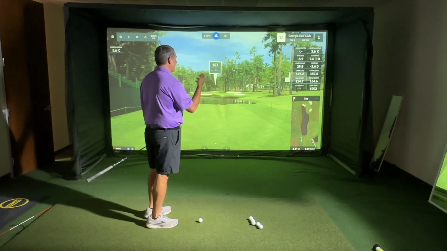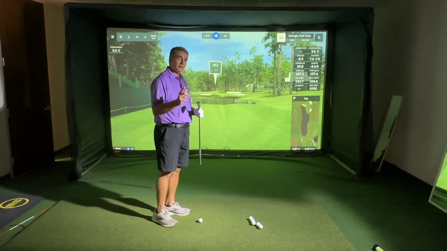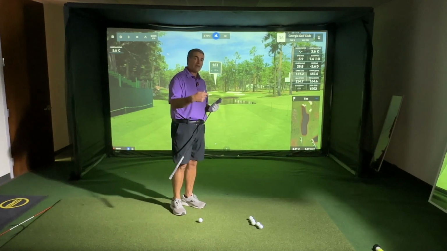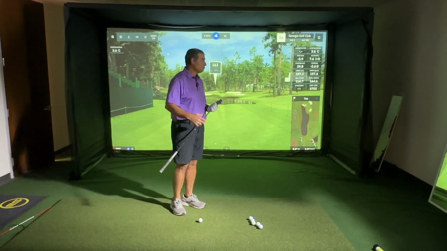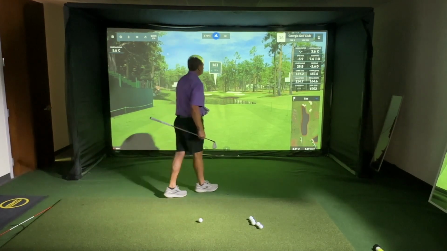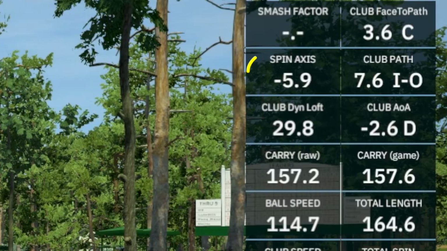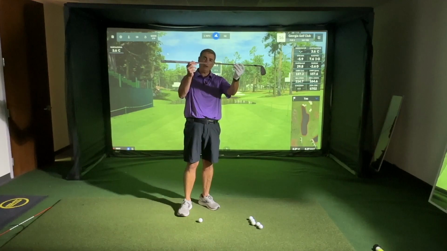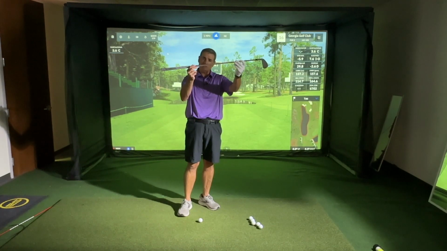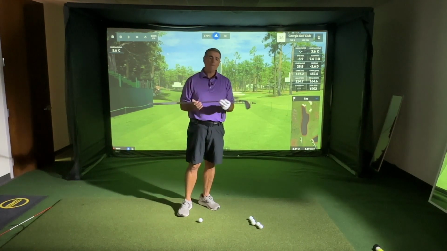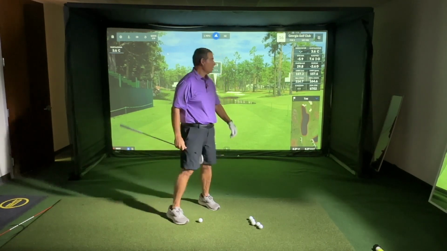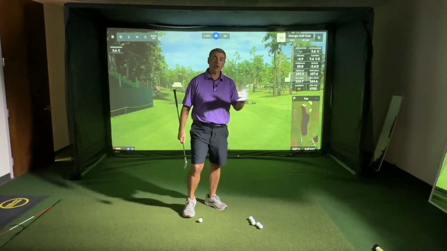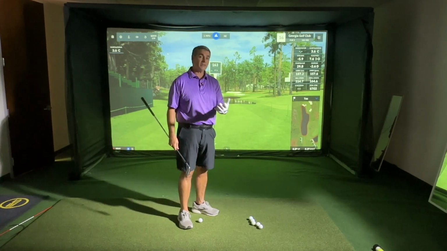Now, when you looked at that shot, it didn't look too extreme, but again, that was an 8-iron. The less loft you have on the club, the more that ball would draw or hook. So when you look at the top left on the screen, it says spin axis negative 5.9. So that means that ball, when it was flying through the air, was spinning on an axis that was 5.9 degrees tilted to the left. All right? If that had been a 4-iron, that 5.9 degree tilt would have been a lot more, and the ball would have drawn or hooked a lot more. Had that been a driver, it would have hooked even more.